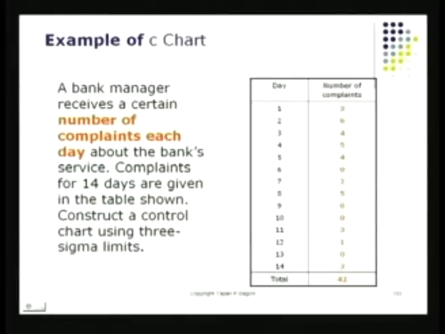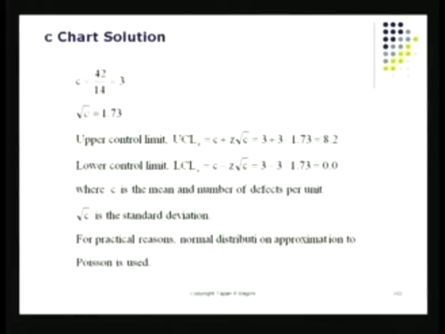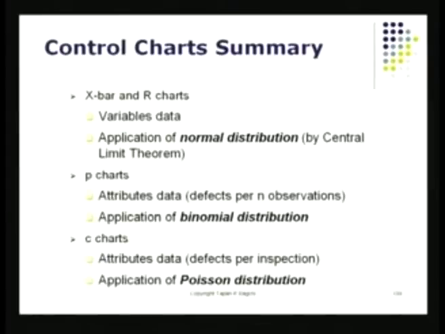I could have another example. There are 2-3 examples there. There is one about bank complaints. Complaints are piled up over 14 days, and then of course I've got 42 as the total number of complaints there, and I could do the same thing there. It's not very difficult to do. So again, I could construct the C chart there.